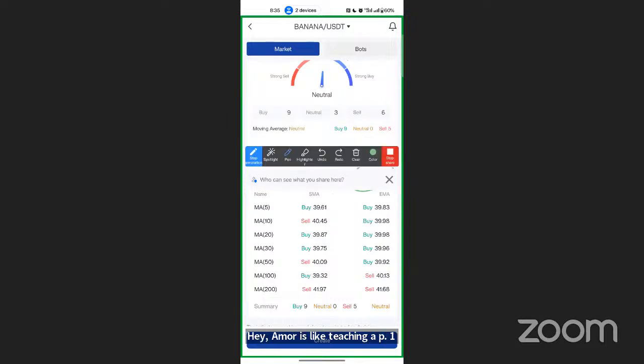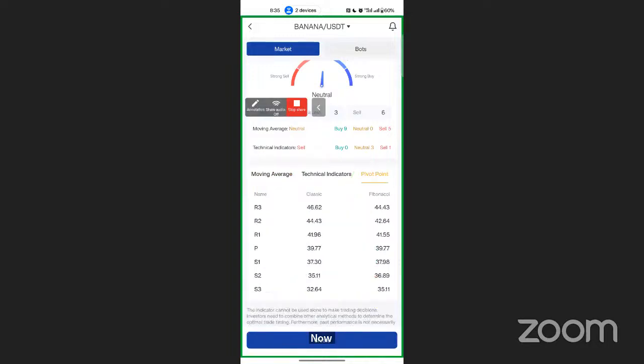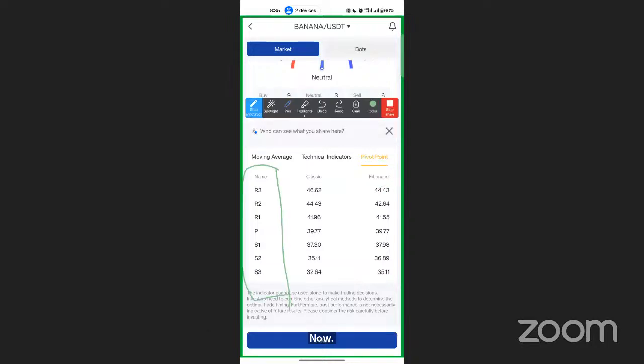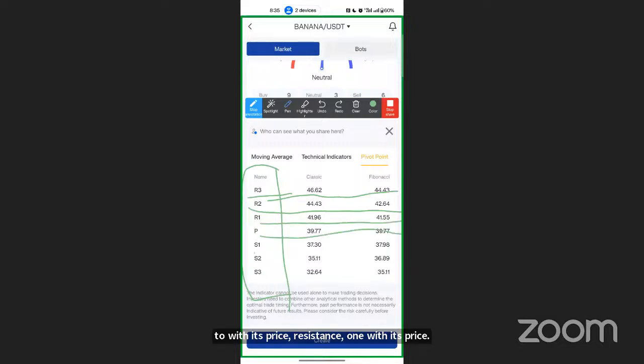Now, pivot points. Now let's tap on pivot points. Can we see this side on the name? We have resistance 3 with its price. Resistance 2 with its price. Resistance 1 with its price. Pivot with its price. Support 1 with its price. Support 2 with its price. Support 3 with its price. Can we see those prices?